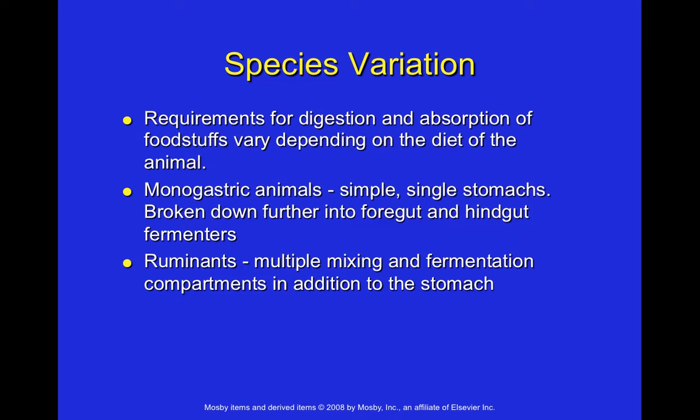Monogastric animals are simple, single stomachs, broken down further into foregut fermenters and hindgut fermenters. So carnivores and omnivores like us, those are foregut fermenters. Horses and rodents are hindgut fermenters. Ruminants have multiple mixing and fermentation compartments in addition to the stomach. So that's why we say that typically cows have four stomachs. They have four chambers that the food passes through before it gets pushed into the small intestine.